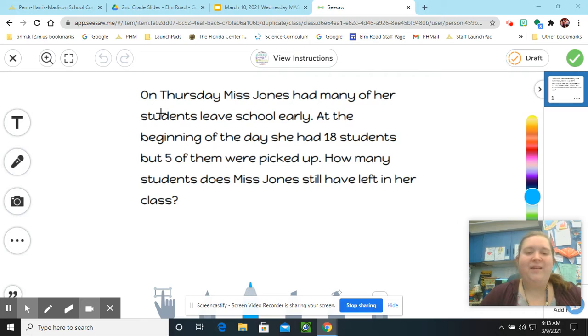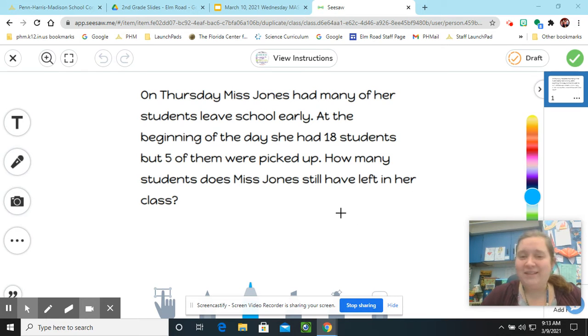It says, on Thursday, Miss Jones had many of her students leave school early. At the beginning of the day, she had 18 students, but 5 of them were picked up. How many students does Miss Jones still have left in her class?